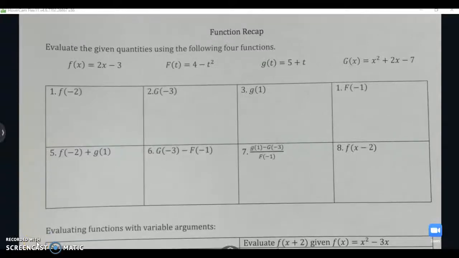All right, today we are starting domain and range, but before we dive into that, I do want to recap some of what we talked about in the previous class about functions. So this should look familiar from your homework, but let's evaluate these top 8 together.